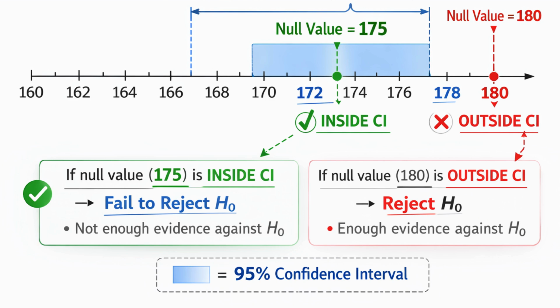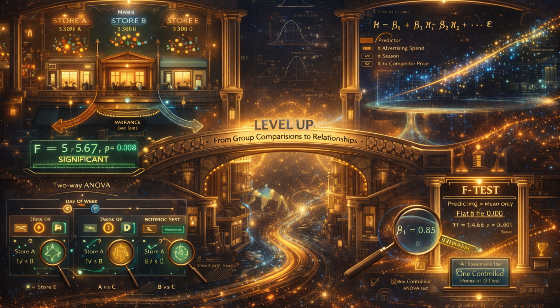This has a beautiful connection to hypothesis testing. If our null hypothesis value falls inside that 95% confidence interval, we would fail to reject the null at alpha equals 0.05. If the null value falls outside the interval, we would reject the null. They are two sides of the same coin. The confidence interval gives us more information. It tells us not just to reject, but what the effect size might plausibly be. We are ready to level up. What happens when we have more than two groups to compare, or when we want to test complex relationships in a regression model?